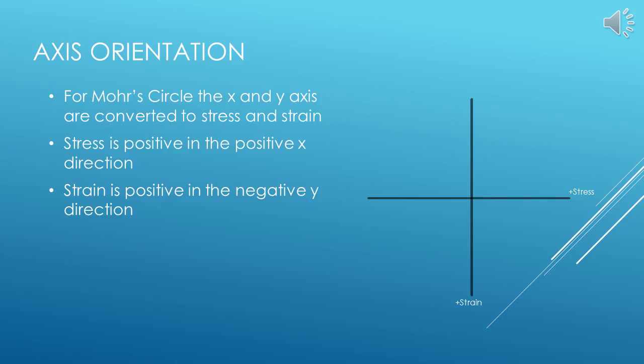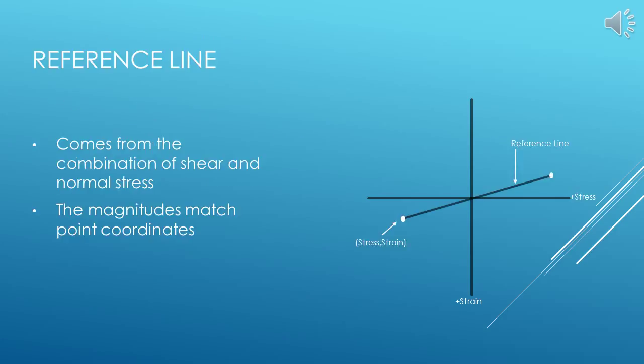The Mohr circle graph is set up very similar to an XY plot, except the X value is the stress and the Y is the strain, with the negative Y being the positive strain. In order to be able to draw a Mohr circle, one must start by placing the coordinates of the stress and strain on either side, as seen in the drawing, and then drawing a reference line in between these two. This line will be used for parts seen later.